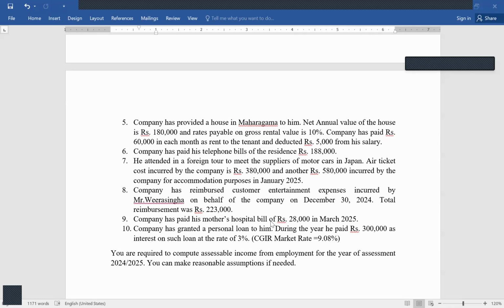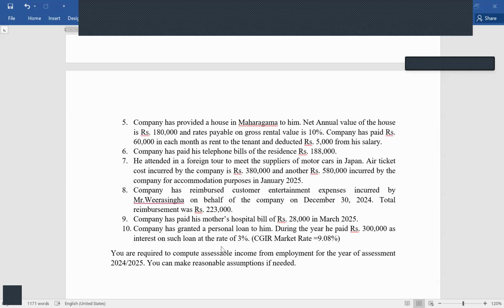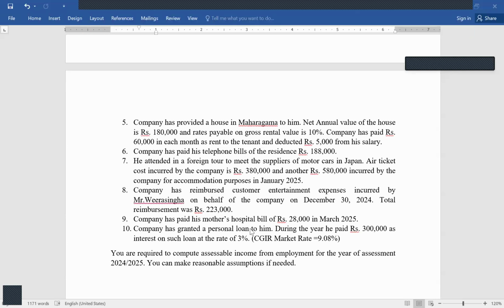Company has paid his mother's hospital bill in March 2025. So it is a part of the employment benefit. Company has granted a personal loan to him during the year. He paid only 300,000 as interest on such loan at the rate of 3%. So earlier, prior to this quantification document, providing loans at a concessionary rate is a benefit. But now, even though that is a benefit, we do not consider it for the tax purpose.